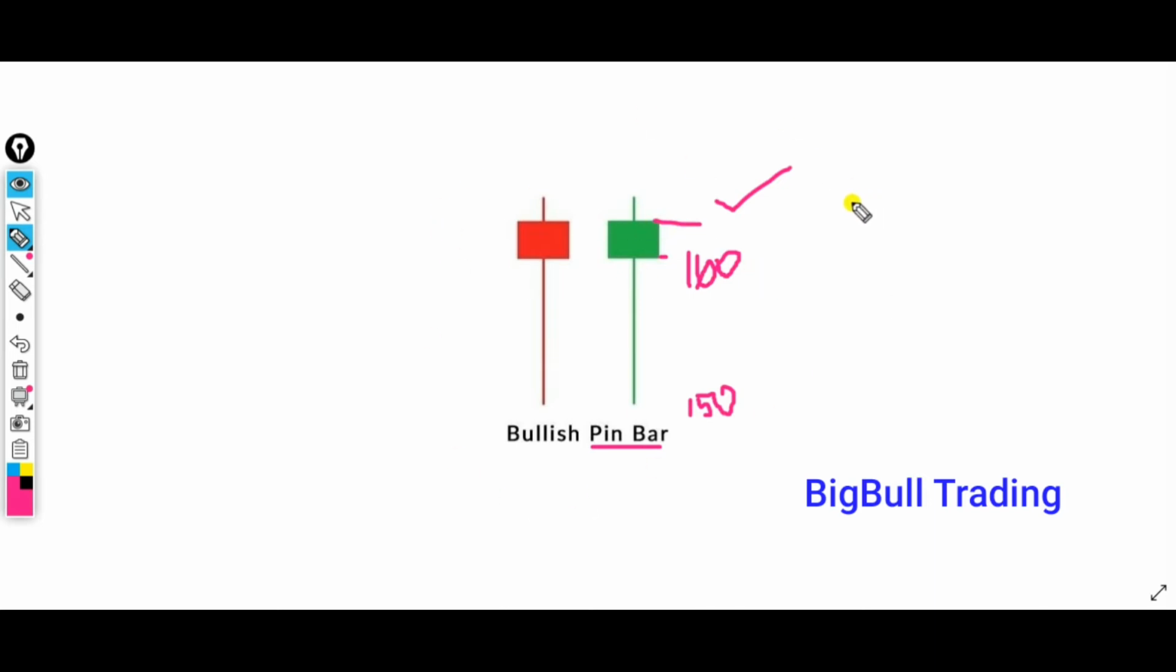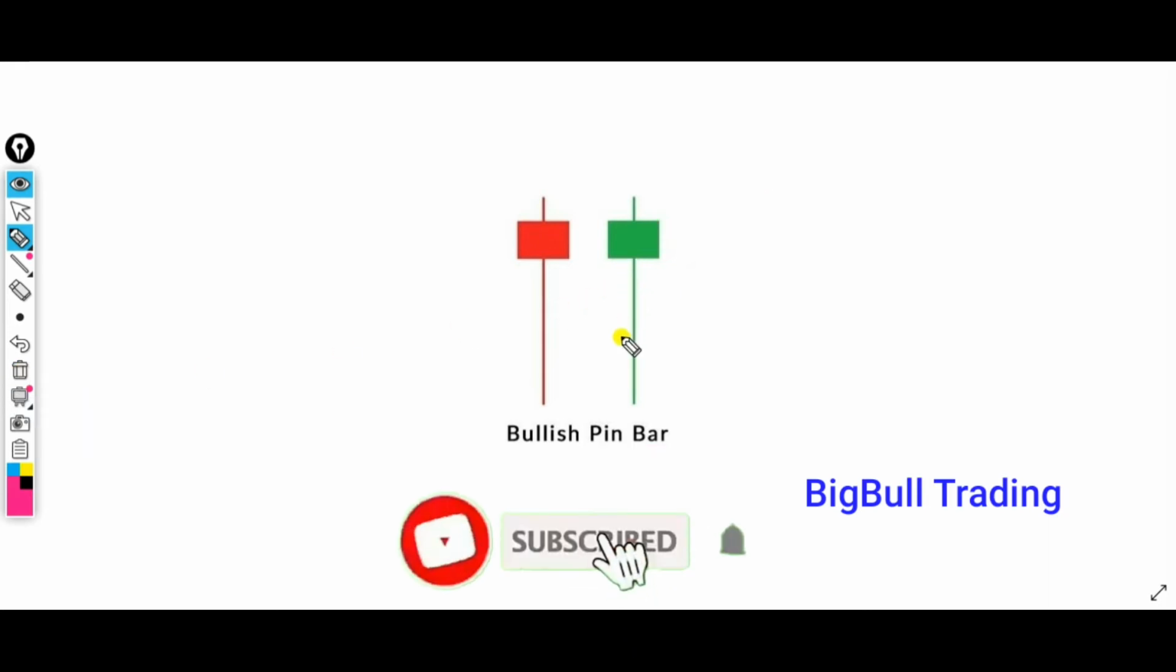So you should remember this type of pattern. This is a bullish signature. It has a very long wick, which means there is a rejection. The buyers are pushing the price higher. So it is named the bullish pin bar.